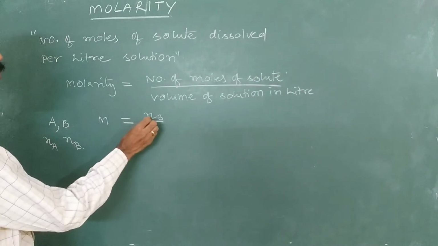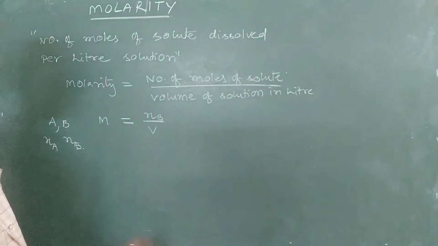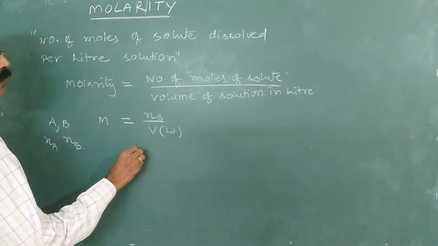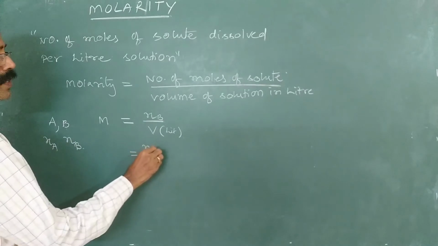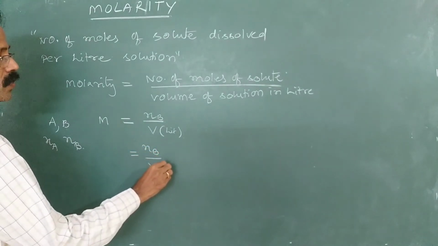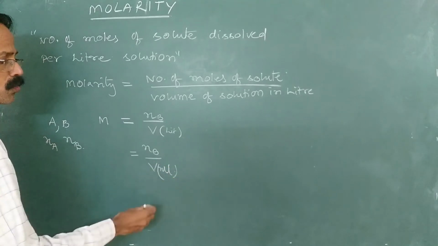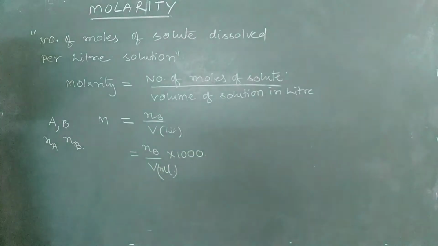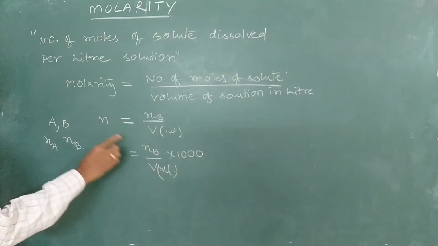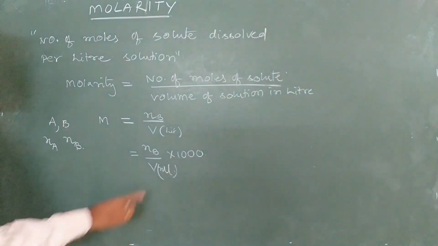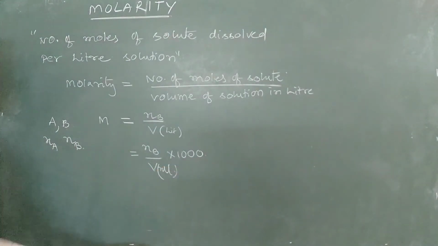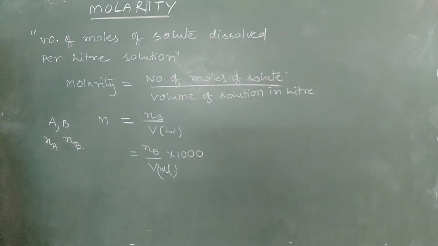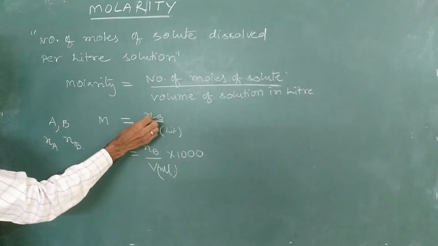So now molarity is equal to the number of moles of solute divided by the volume of the solution in liters. So this is the volume in liters. Now if the volume is given in milliliters, then we have to divide the volume in milliliters by 1000. So molarity is equal to the number of moles of solute divided by the volume of the solution in milliliters divided by 1000. This is the formula.